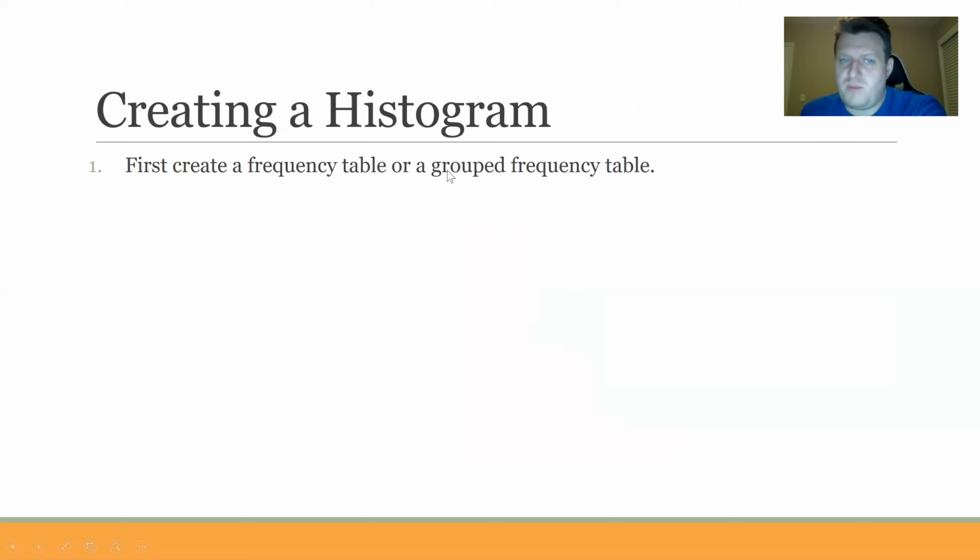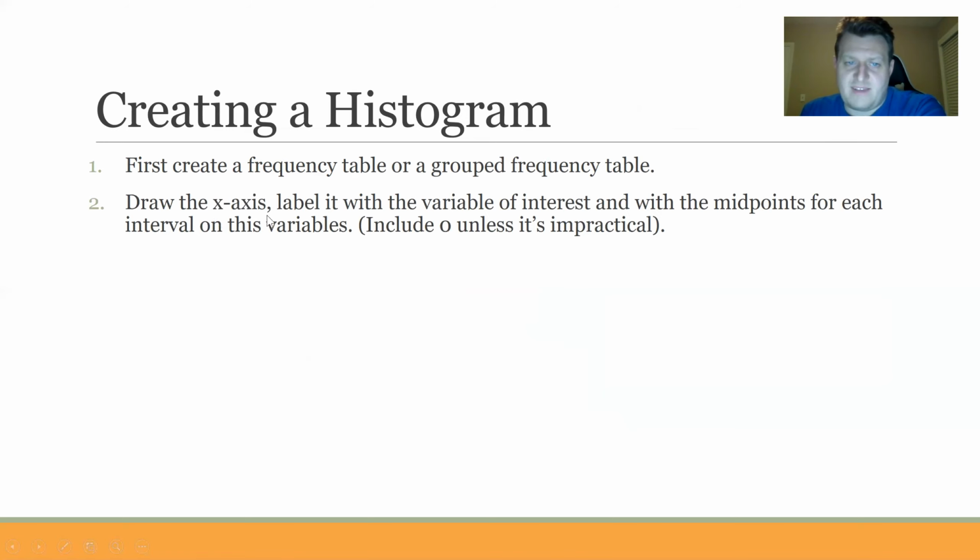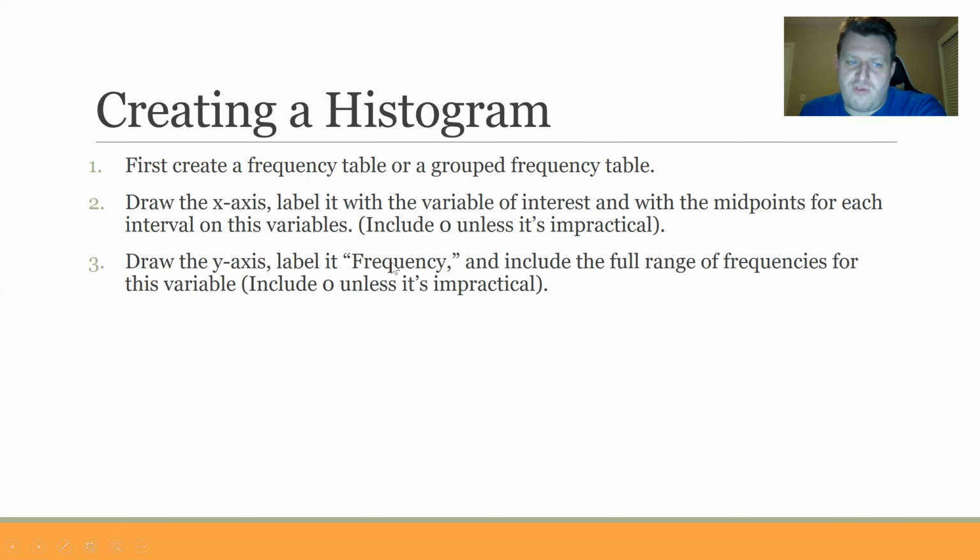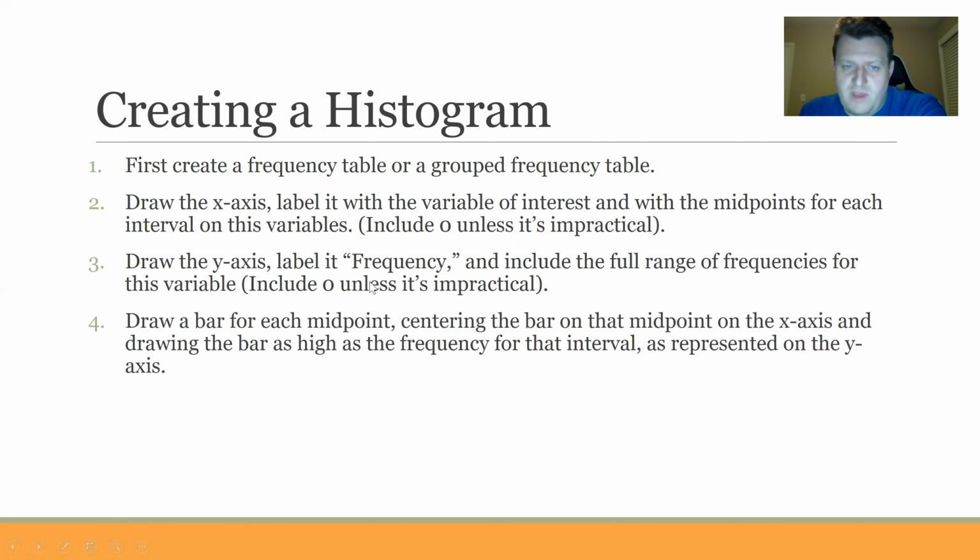How do we create a histogram? Well, the first thing that we need to do is get ourselves a frequency table or a group frequency table. Then we're going to draw an x-axis, and we're going to label it with our variable of interest and with the midpoints of each interval on these variables. We want to include 0 unless it's impractical, unless it just doesn't make too much sense. And we want to then draw our y-axis, label our y-axis frequency or maybe relative frequency, and we're going to include the full range of frequencies for this variable. Again, we want to include 0 if at all possible.